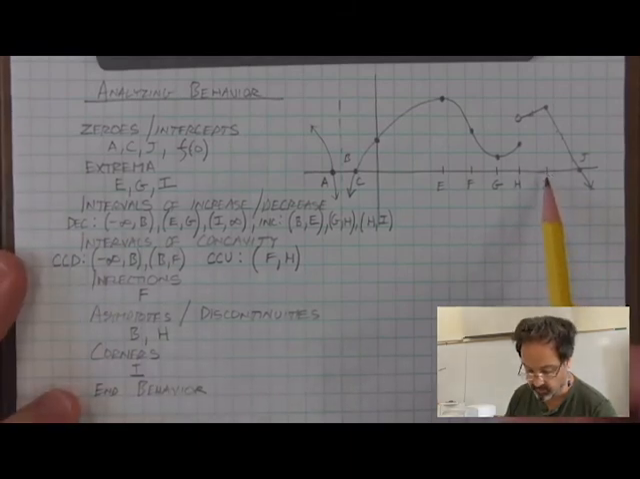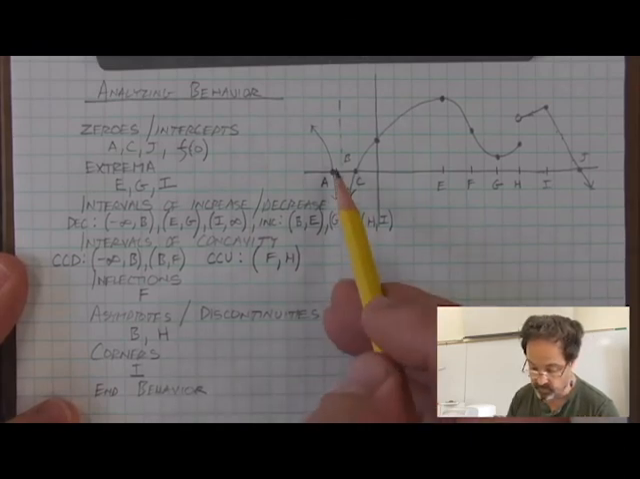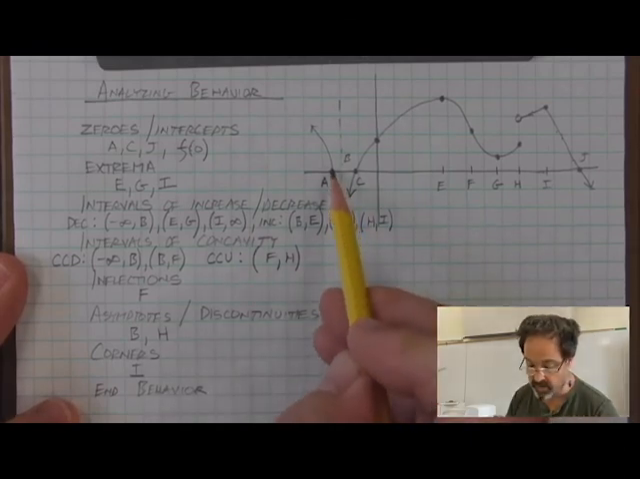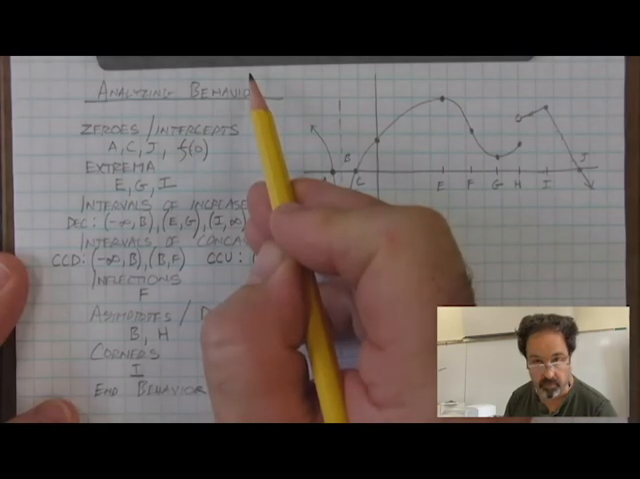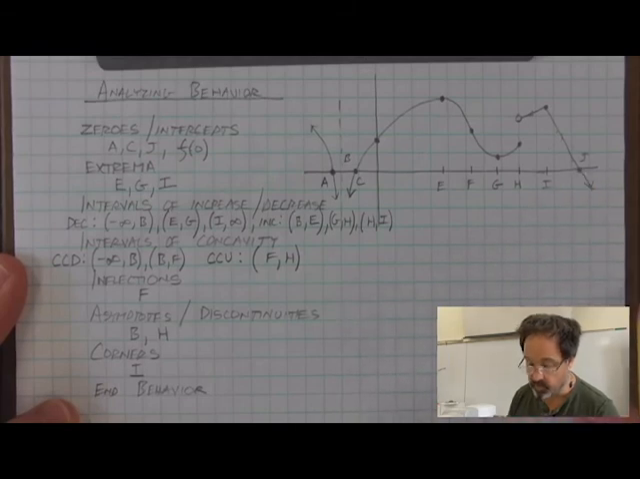And the end behavior of a function is what its infinite limits are doing. So this graph suggests that as x goes to negative infinity, the values go to infinity, and as x goes to positive infinity, the values keep going down to negative infinity.